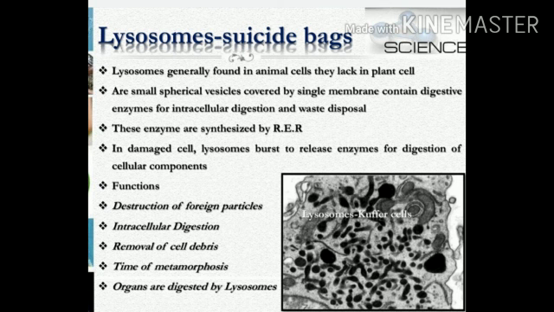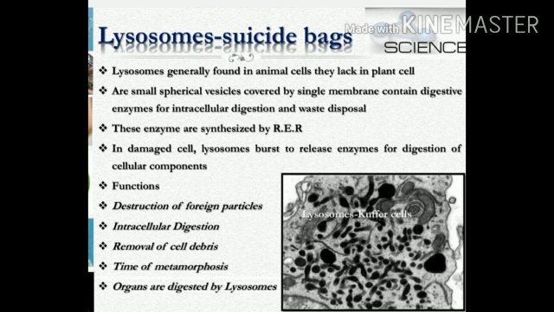But if by chance the cell gets damaged and these lysosomes burst, they release their digestive enzymes inside the cellular components. As soon as they release the enzymes, these start degrading their own cell. That's why it is known as suicidal bags, because it can kill its own cell if it bursts or gets broken, and it will digest its own cellular components.